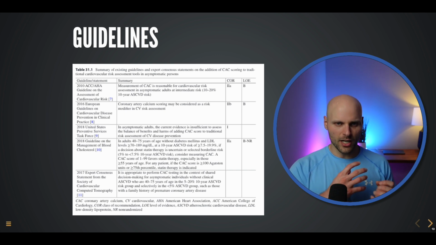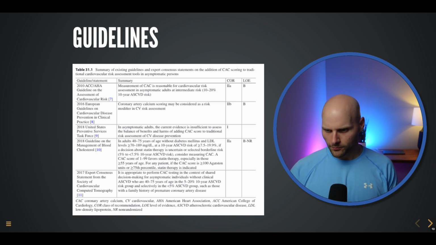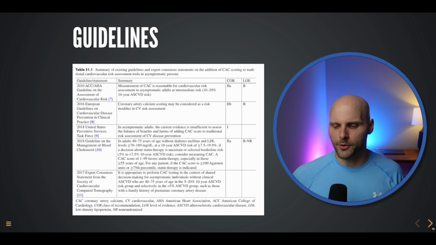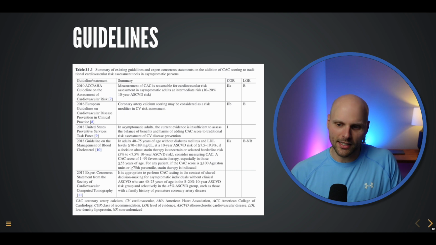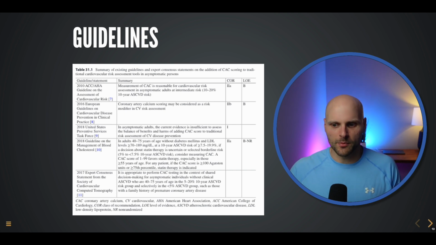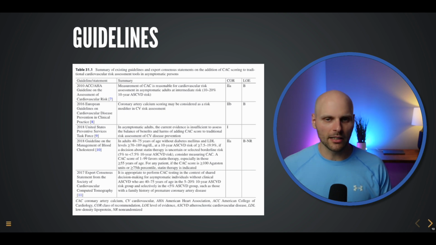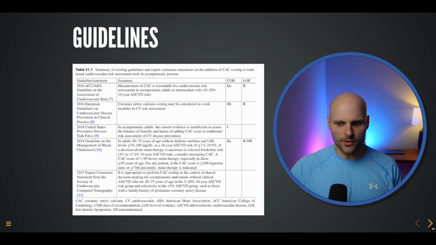But once again, it's kind of a risk-benefit discussion you're going to have. And then finally, there was a 2017 expert consensus of the Society of Cardiovascular Computed Tomography. Essentially, this showed that CAC should be used for shared decision-making in asymptomatic patients without clinical coronary artery disease, in that age of 40 to 75, in that risk of about 5 to 20%.